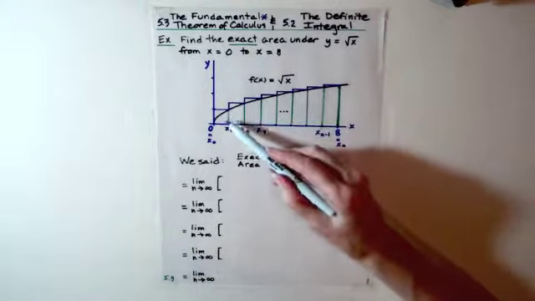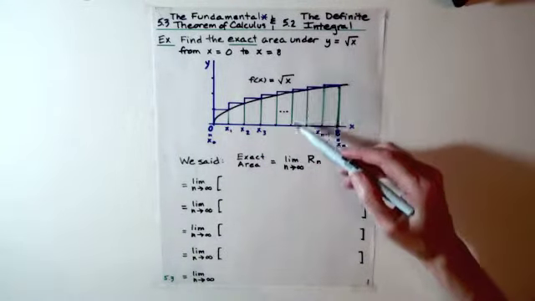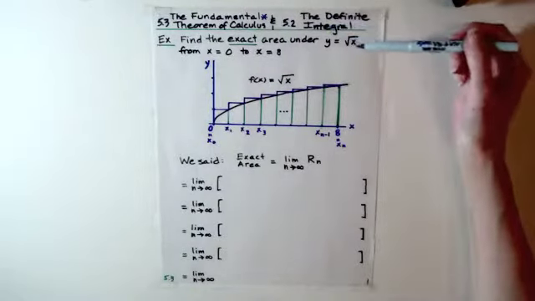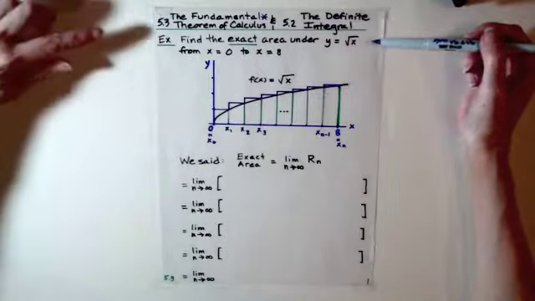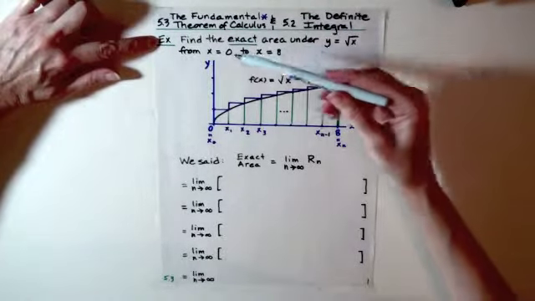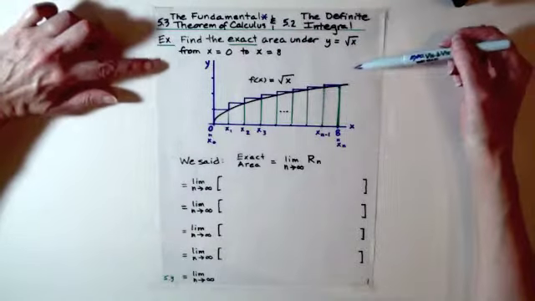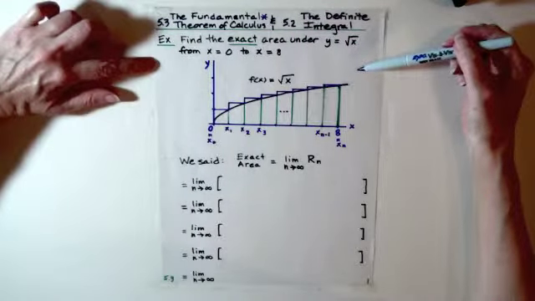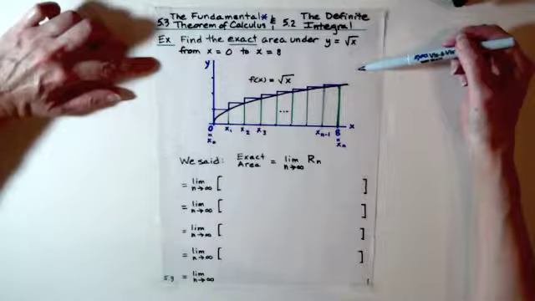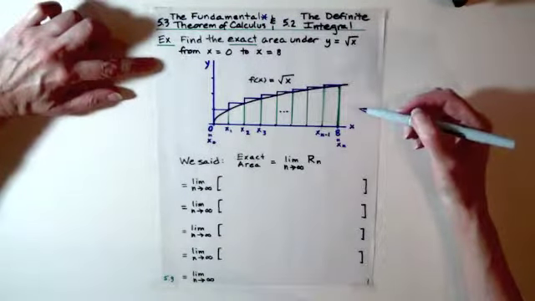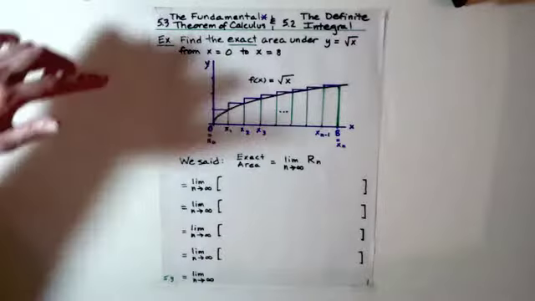The more rectangles we used, the closer and closer we got to the exact area underneath this curve. But what if I pose the problem this way, and somebody gives you this example and says, find the exact area under this curve from 0 to 8. This is different from what we were doing before because we were finding an approximation for the area underneath this curve. And we found some pretty good approximations.